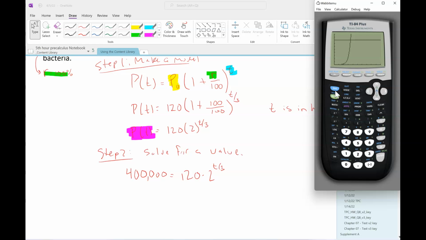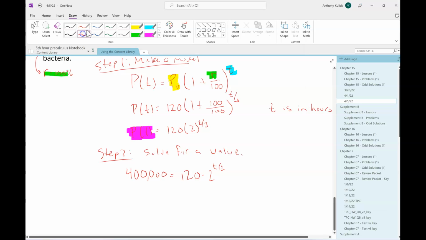Okay. So to find the intersection there, I'm going to do second and trace. Select the intersect command. Because we only have 2 curves that we've graphed, and there's only going to be one intersection, it doesn't matter the answers to the questions that I give, so I'm just going to press enter 3 times real quick. And the calculator spits out about 35.1, and since t is in hours, that would be hours.